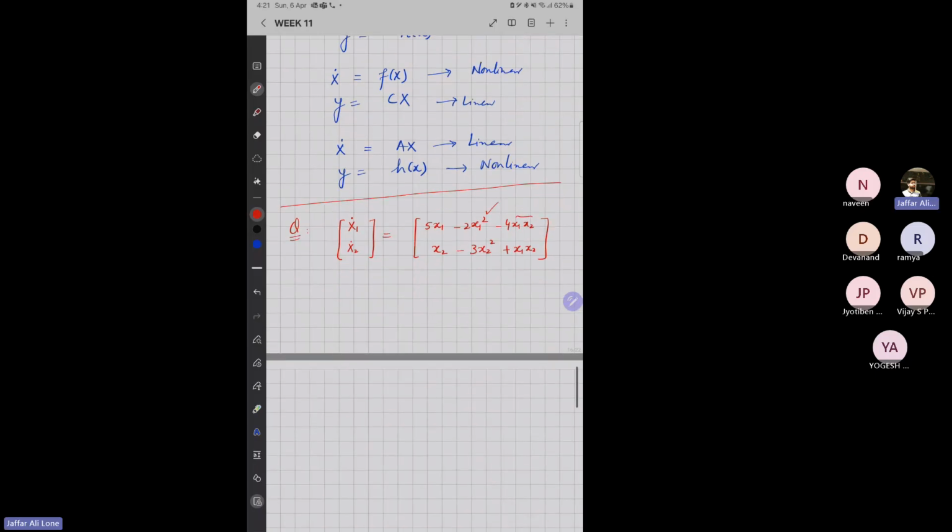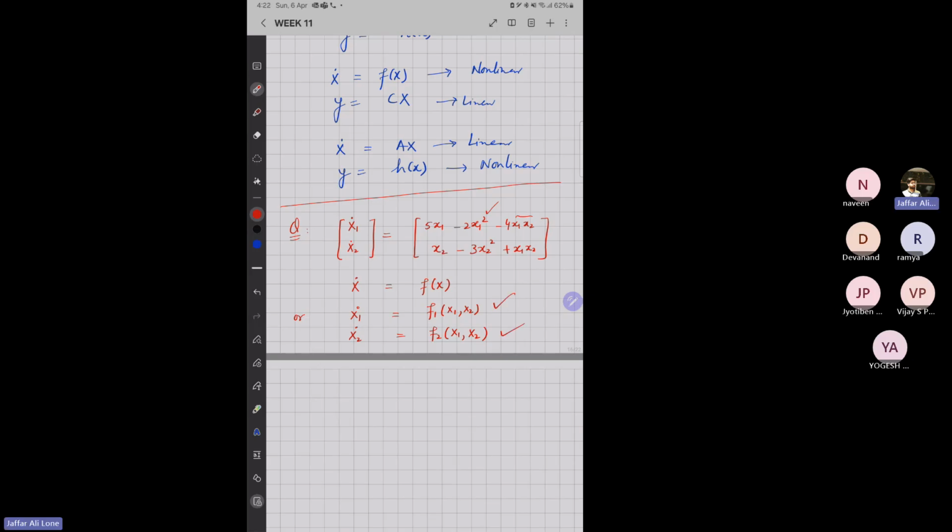Can we write it like this? We can write x dot is equal to f of x, or I can write x1 dot is equal to f1 of x1, x2. Similarly, x2 dot is equal to f2 of x1, x2. Right? So I'm treating them differently. So this is my system.